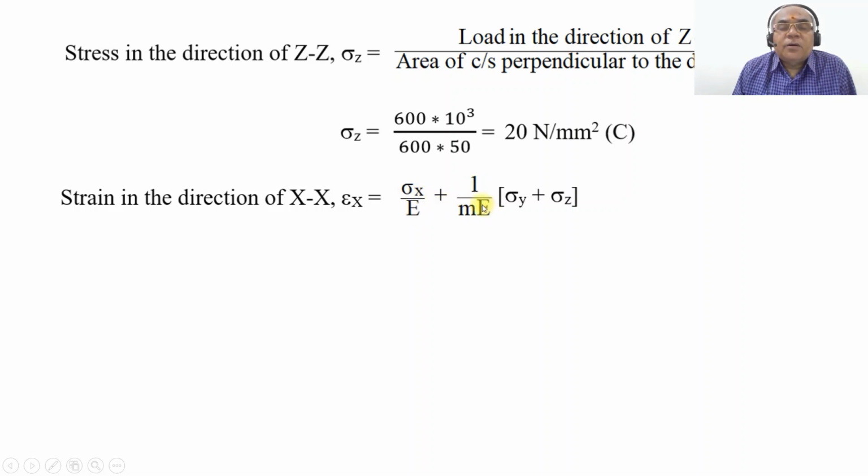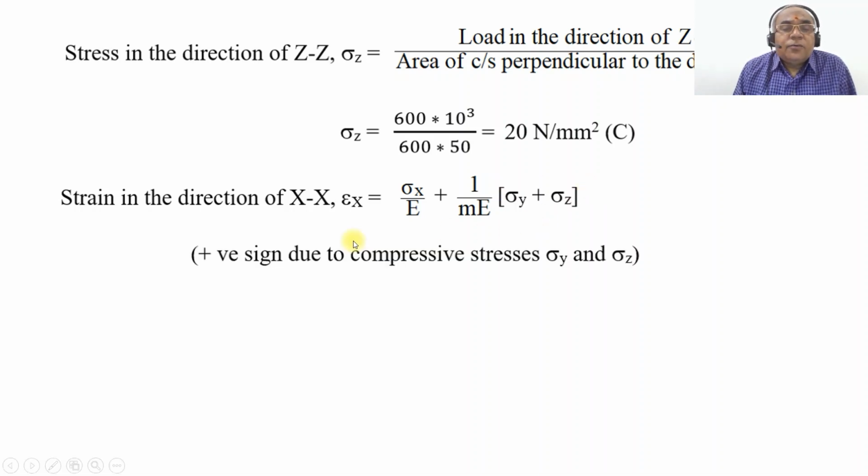By taking the common factor of Poisson's ratio and Young's modulus, you are going to get sigma y plus sigma z. Since the load acting along the direction of x is going to increase the length, it is sigma x, and the lateral dimensions, sigma y and sigma z, are going to be negative. So there is a positive sign due to the compressive stress of sigma y and sigma z. Substitute the values of sigma x, sigma y and sigma z, and also the Young's modulus and Poisson's ratio, which is 1 by m.